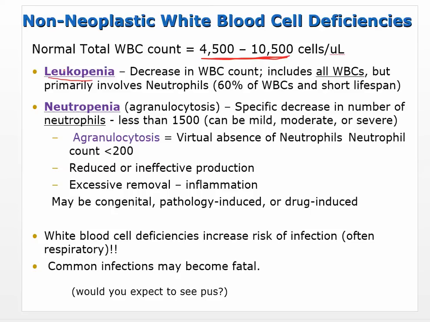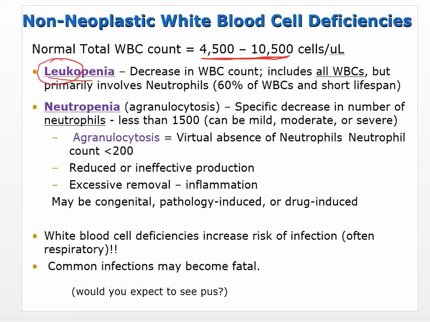And so even though leukopenia, leuko referring to white, includes all white blood cells, remember the most prevalent white blood cell are neutrophils, and so the neutrophil count is usually what is causing a lot of the problems when you have a lower white blood cell count, but not exclusively. But it's a nice way to see if there's any kind of a problem. Neutropenia, which we had in the previous slide, refers to neutrophils.